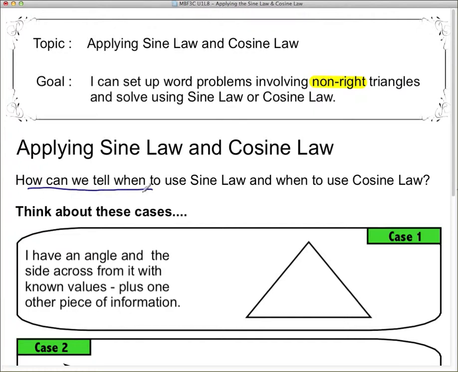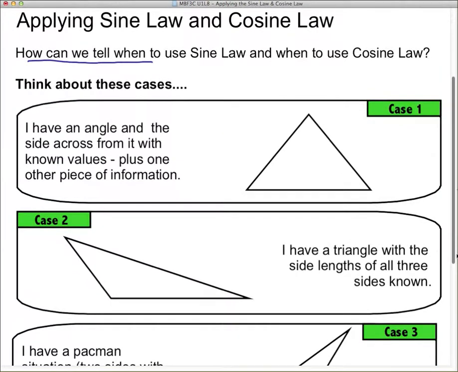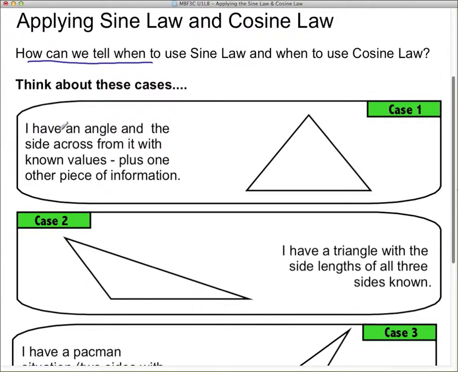So here we go, applying sine law and cosine law. How can we tell when to use sine law and when to use cosine law? Well, we talked about that before, what the cases were, what we had to have happen when we use sine law, or when we use cosine law. I'm going to give you the 4 cases here again. Think about these cases. Case 1: I have an angle and the side across from it with known values plus one other piece of information. This is written in words. I'm now going to show it to you in a diagram.